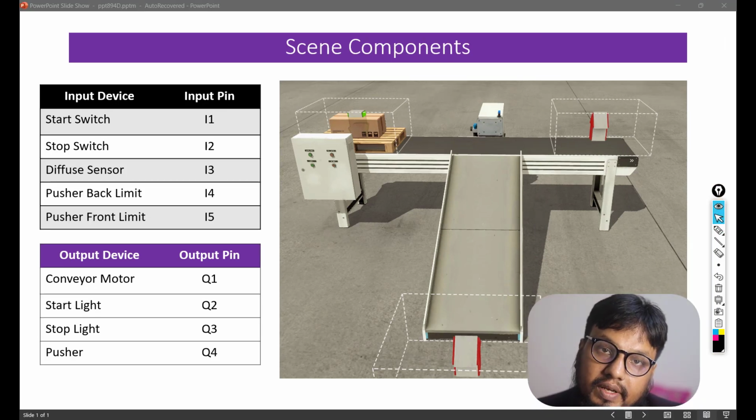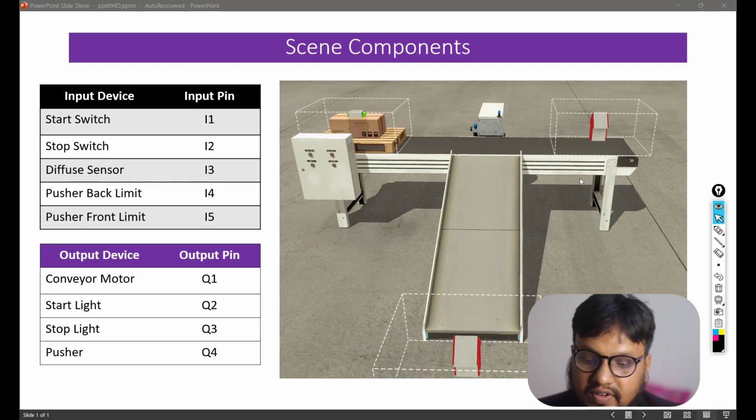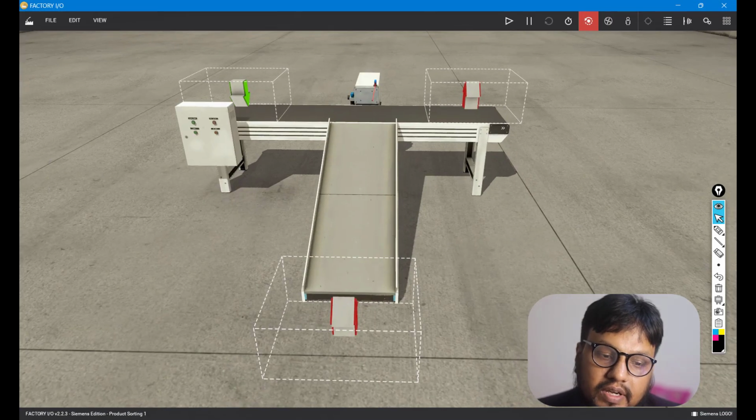Before going into the ladder diagram development, we need to configure our Factory I/O setup first as per this pin description of input and output. So we have 5 input pins. Let's connect them first. Start switch, stop switch to I1, I2, diffuse sensor to I3, and back limit I4, front limit I5. So we'll go to Factory I/O setup.